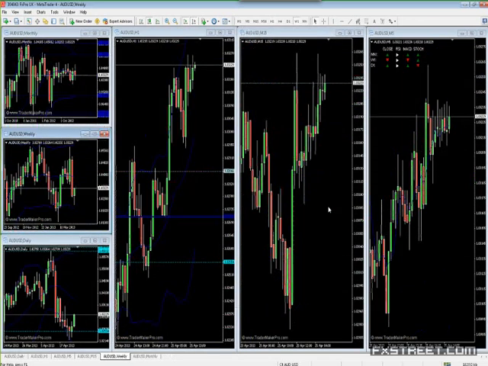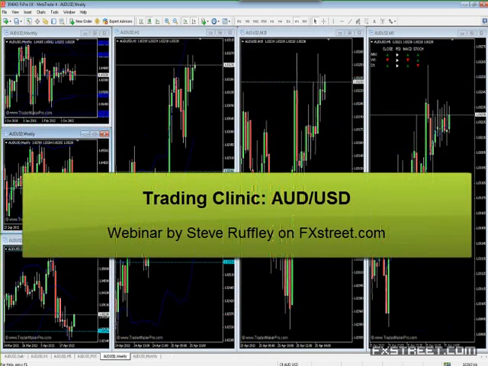Okay, now this is how I set up my charts when I'm looking to really analyze an individual product. So today we're just going to focus in this early period on the Aussie dollar.